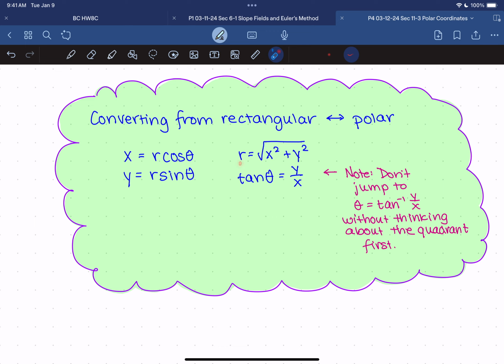The radius makes a right triangle with the X and the Y coordinate. So this is the Pythagorean theorem right here. And then here, tan theta equals y over x.